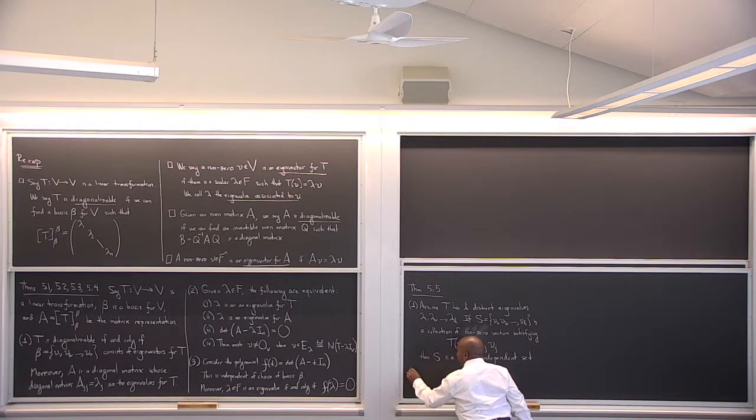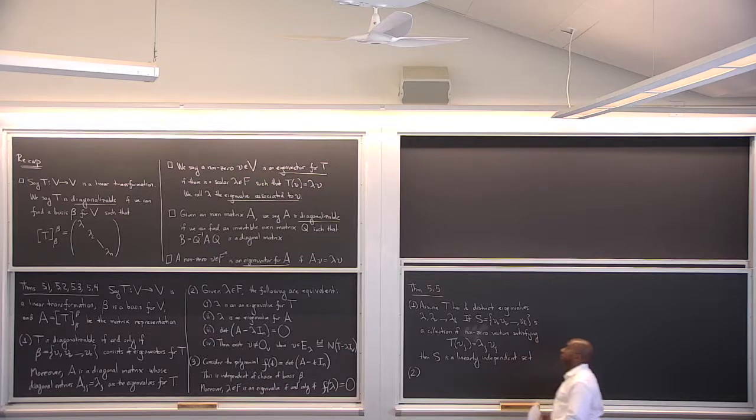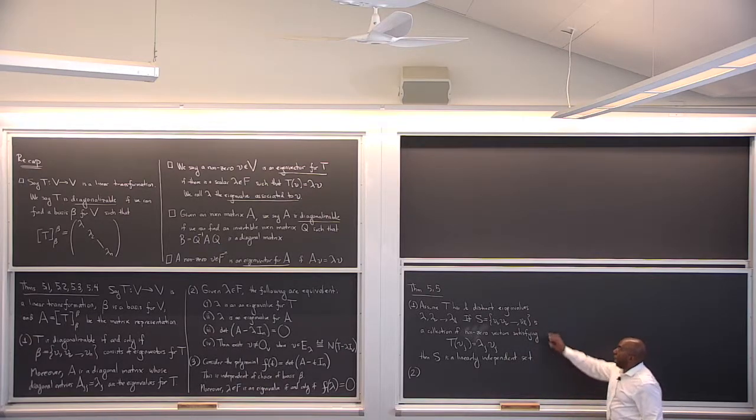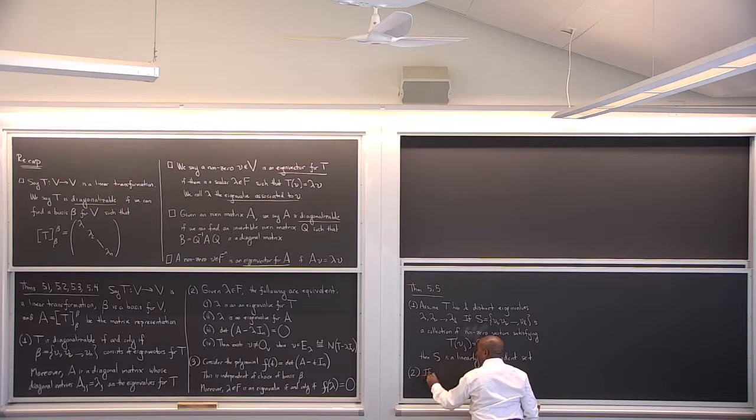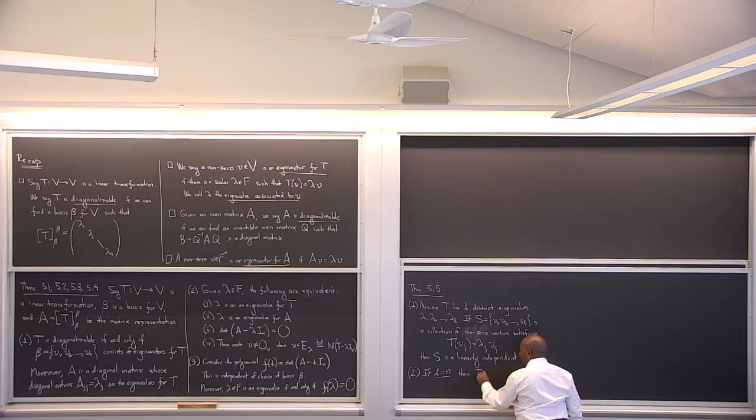So there's a direct consequence of this. This says, what if I have k distinct eigenvalues, not necessarily n of them, but just k of them? Then here I have a linearly independent set. In the specific case, if k equals n, then T is diagonalizable.